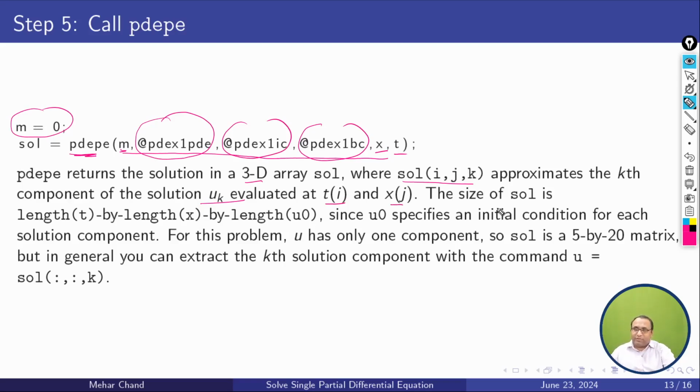The size of the solution is length(t) by length(x) by length(u0), since u0 specifies the initial condition for each solution component. For this problem u has only one component, so the solution is a 5 by 20 matrix. In general we can extract the kth solution component with the command u = sol(:,:,k), but here we have k equal to 1.